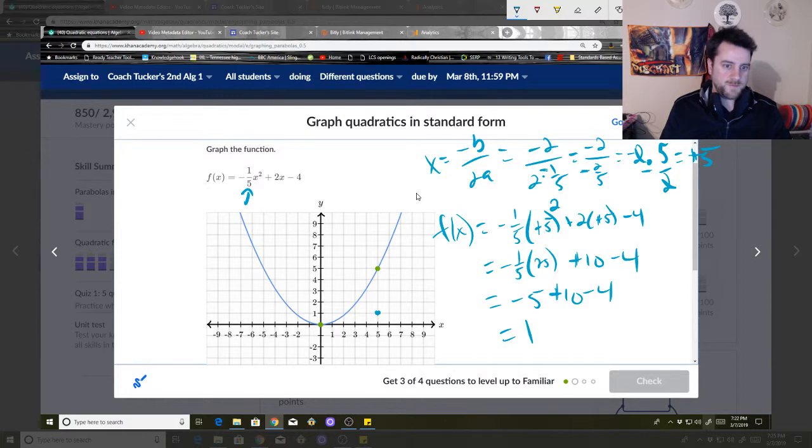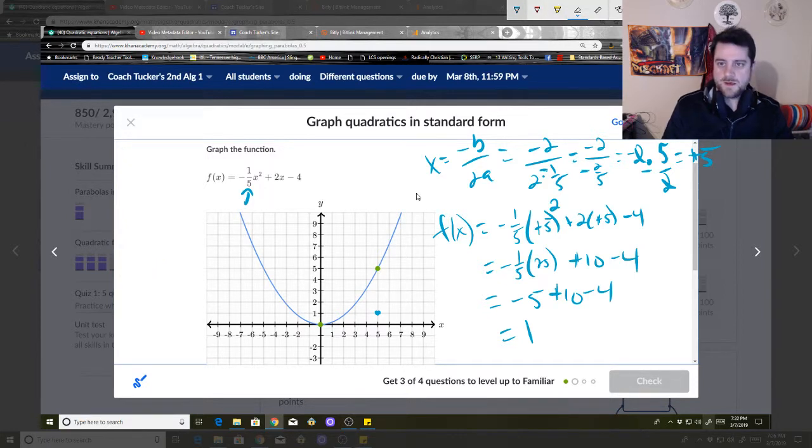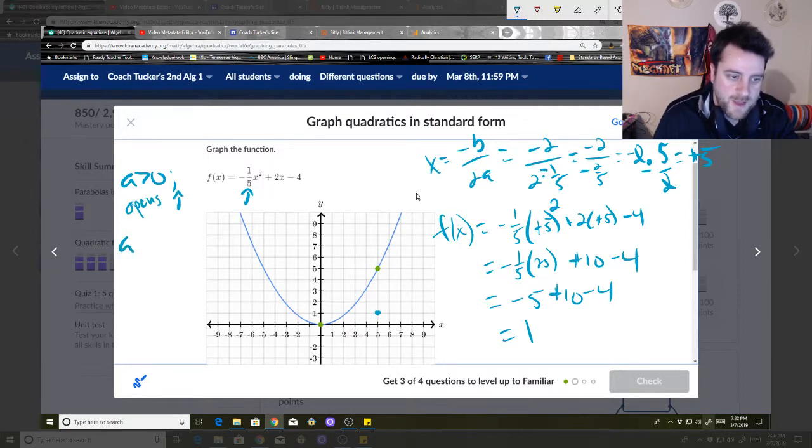A is super important. A not only tells you opens up or down, but it also tells you how wide or how narrow a parabola will be, okay? So let's talk about how to know when's what. Hopefully you've looked through the notes and you've watched those videos, but let me real quickly just say this. If A is positive, then it opens up. If A is negative, it opens down.